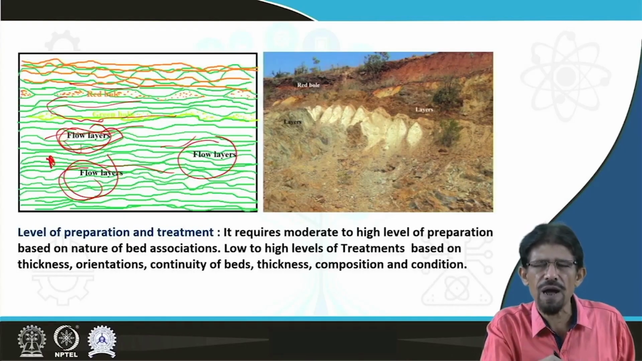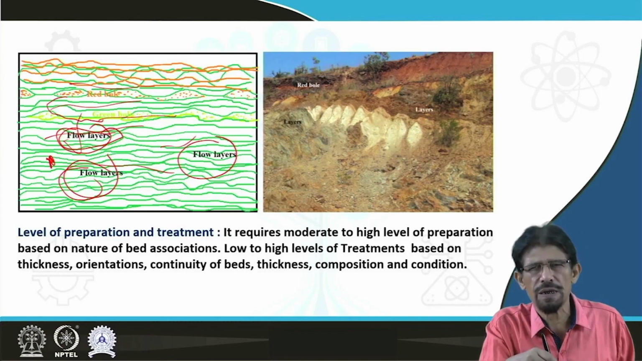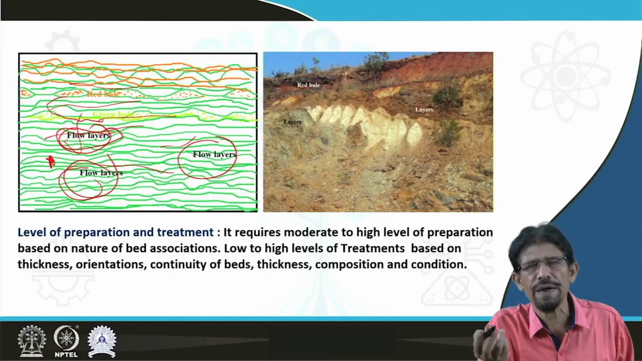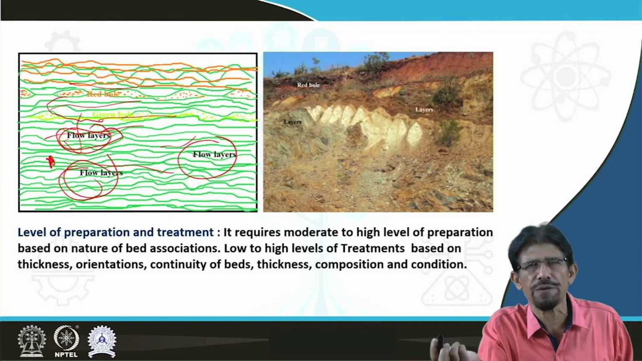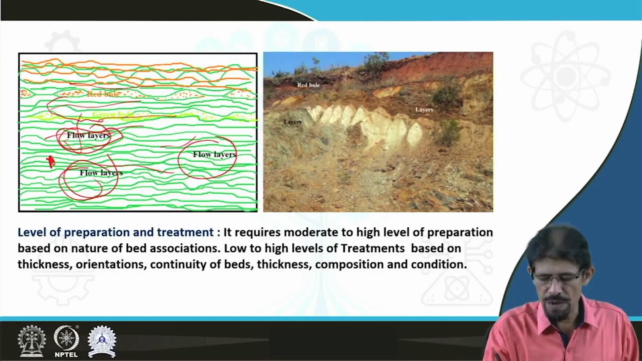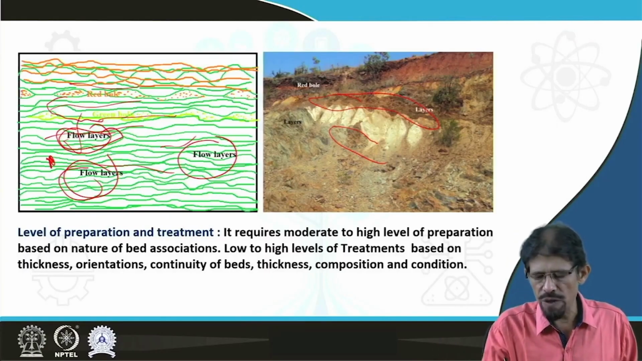Either in case of area dominated by schist, or in case of area dominated by the basaltic material. So the level of preparation and treatments also depends on the orientation, continuity, thickness and nature of the flow. This type of ground we can see in central India and other Deccan Trap areas and in different parts of the world also. Here you can see the view of these red balls and others.